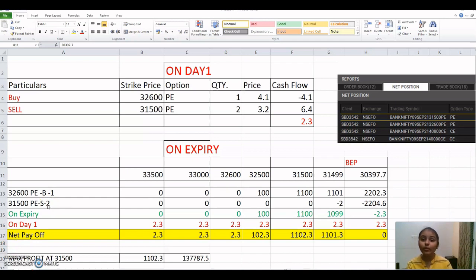So the logic behind this is really simple. If the market goes below 31,500 by rupee 1, from this position 32,600 we are going to receive rupee 1, but from 31,500 we are going to lose 2 rupees. We have sold double the quantity and there will be a net reduction in cash flow of rupee 1, because from this position we are receiving rupee 1 and from this position we are losing 2 rupees. So here you can see the change. Here it was 1,102.3, but now, because the market has reduced from 31,500 by rupee 1, which is 31,499, the net payoff is 1,101.3.